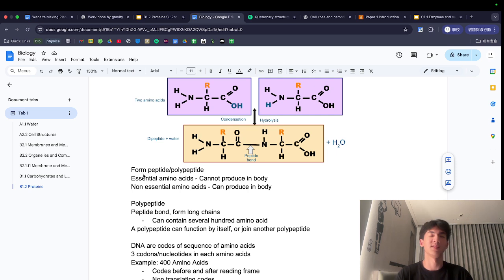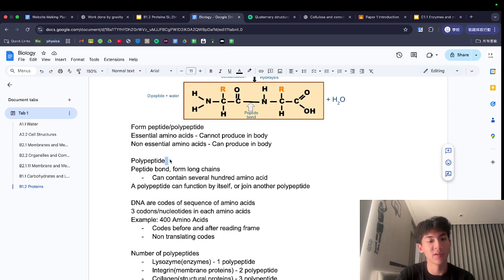Essential and non-essential amino acids. Essential means we cannot produce it in our body, so we need to eat food to get that amino acid. And non-essential amino acids means that we can produce them in our body.